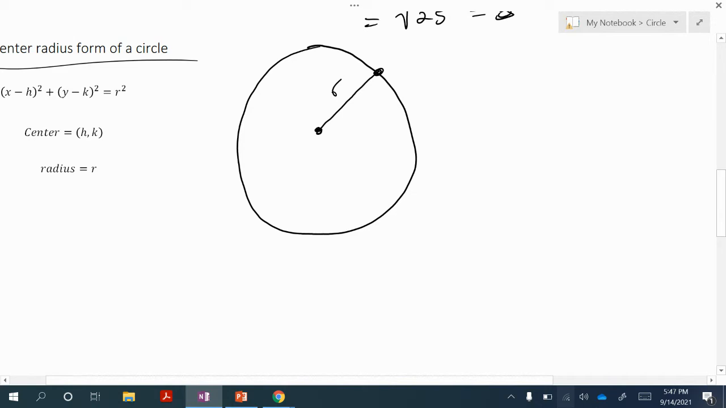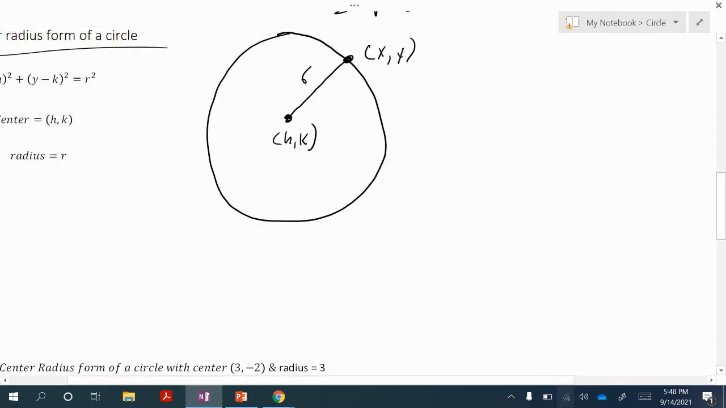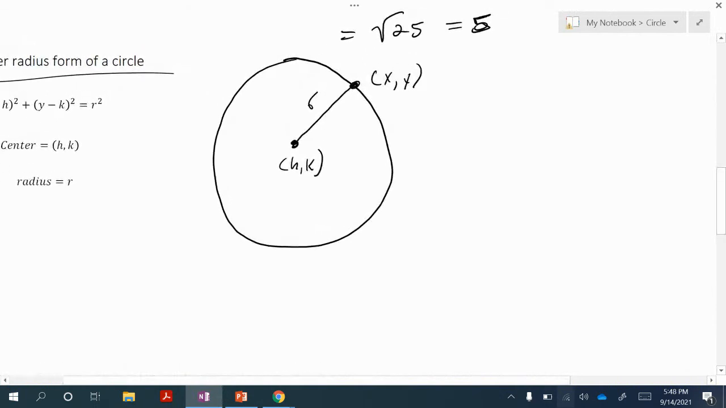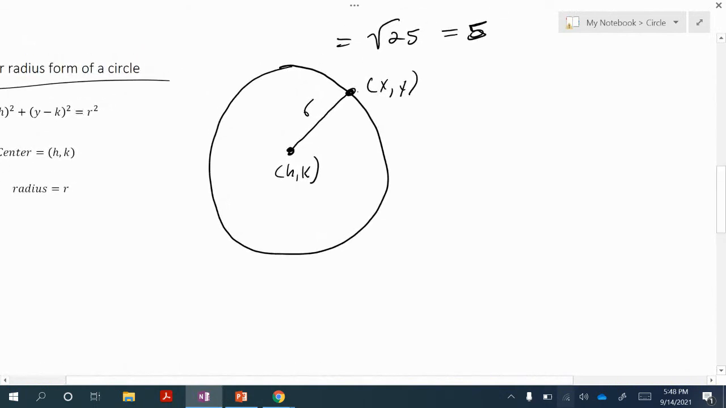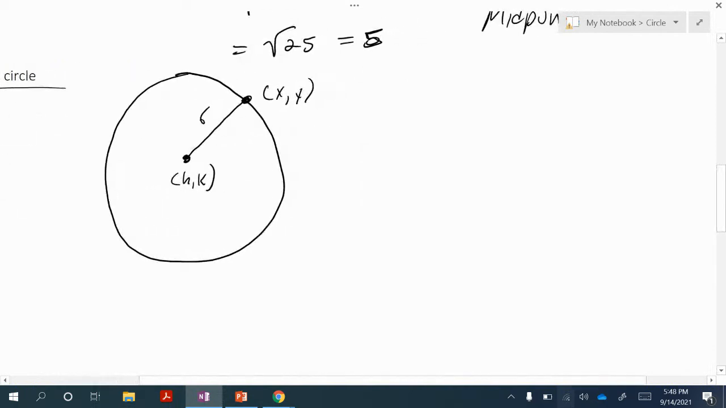Okay, so we have a circle. Its center has the coordinates h comma k. Keep in mind this is within an x and y coordinate system. A point on our circle we're going to give the coordinates x comma y. The center is h comma k. We're going to find the distance between these 2 points, and that distance is called the radius.